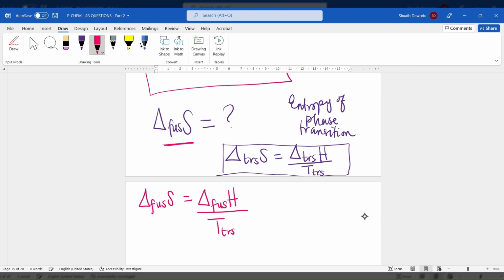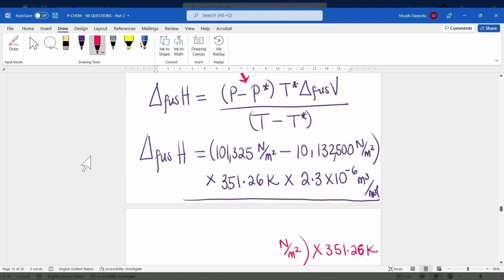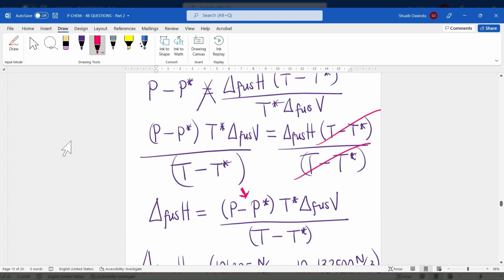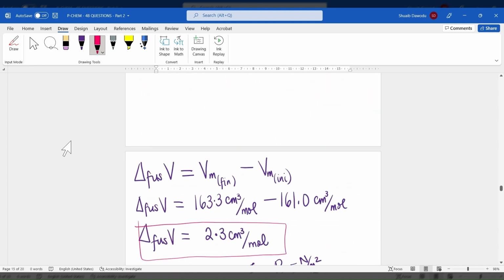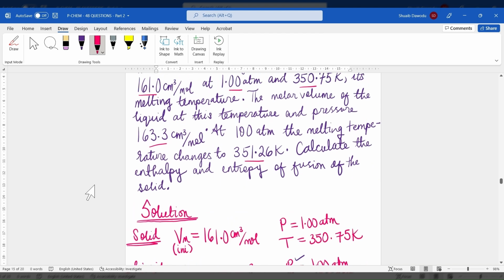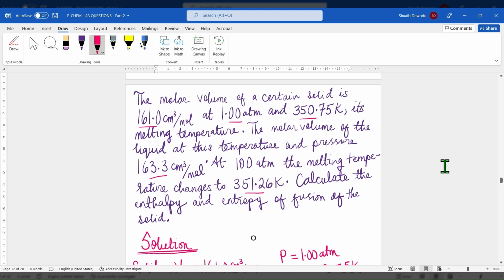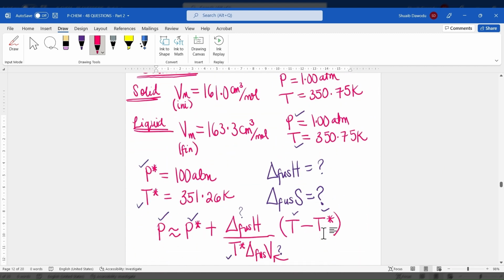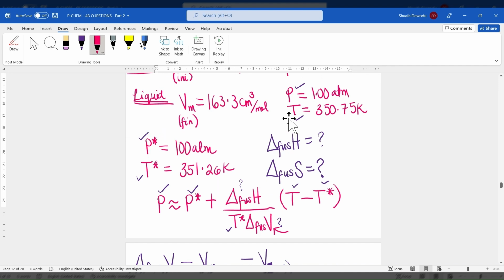Now you're going to be wondering, what is the transition temperature? If you look back at our work, we're going to see that we have two temperatures. We have the temperature of 350.75 as well as a temperature of 351.26 Kelvin. And you're going to be wondering, are we supposed to use the T star temperature or the T temperature?